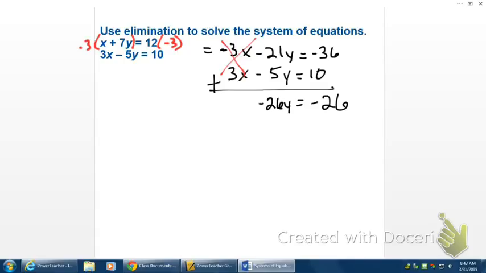And the last step that we would have to do is divide both sides by negative 26. See how easy this method is? Simple. Probably not.